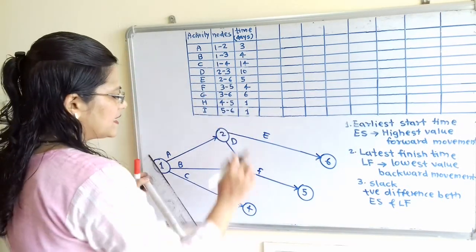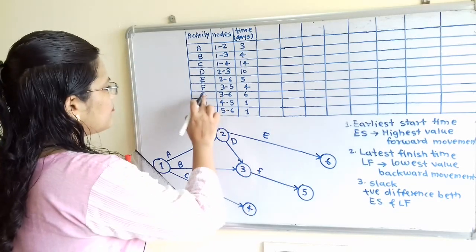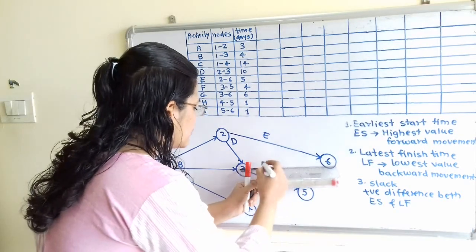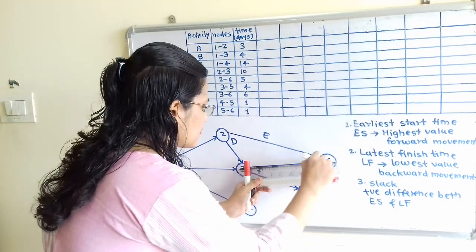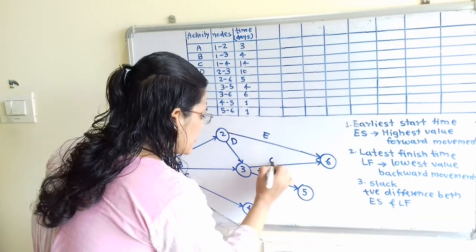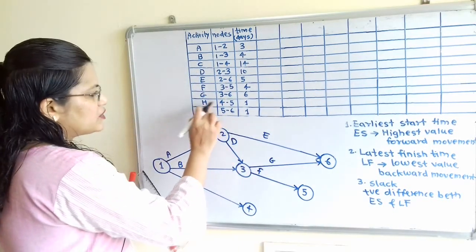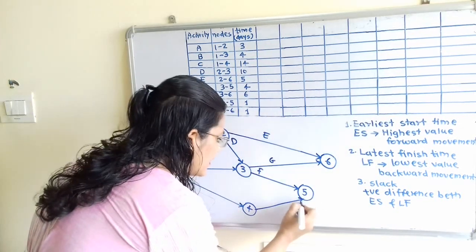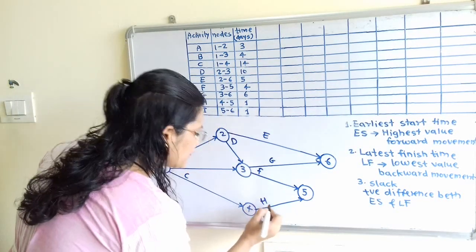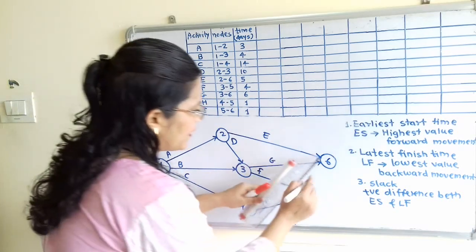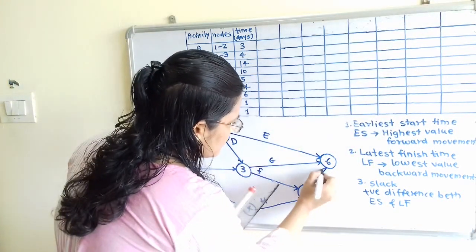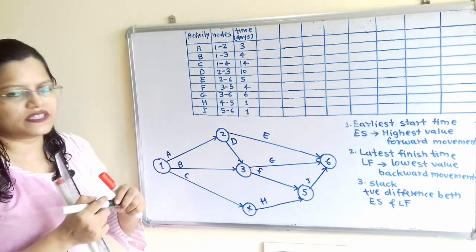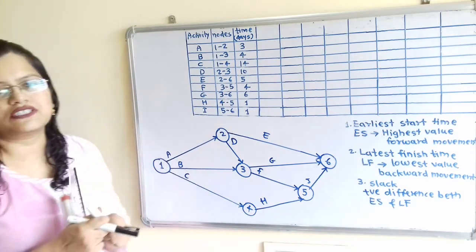Then 3 to 6, for 3 to 6 it is G. So I will join this 3 to 6, that is for activity G. Then H, 4 to 5. When we join 4 and 5, we get the activity H. And then activity I, that is 5 to 6. Here is activity I.